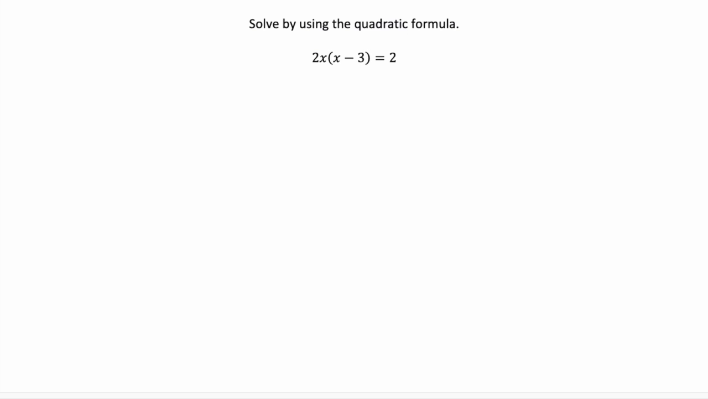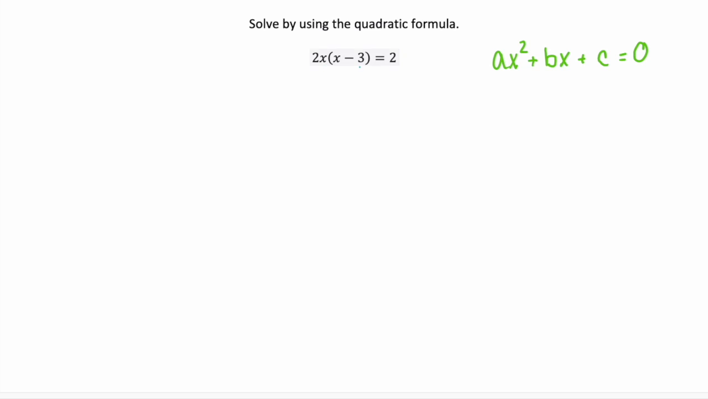Today we're asked to solve this equation using the quadratic formula. Remember, you need your quadratic in standard form in order to use that quadratic formula. And standard form is ax squared plus bx plus c equals 0.